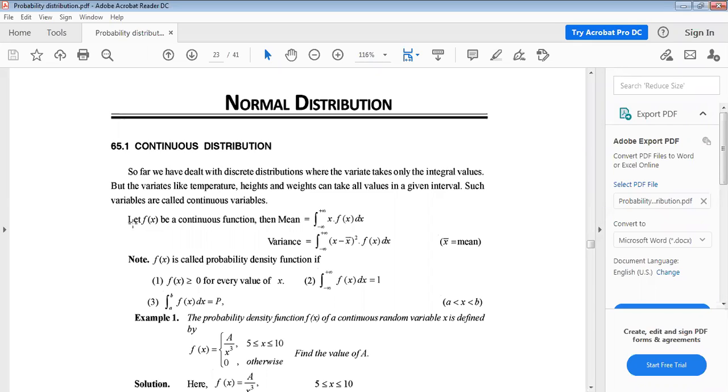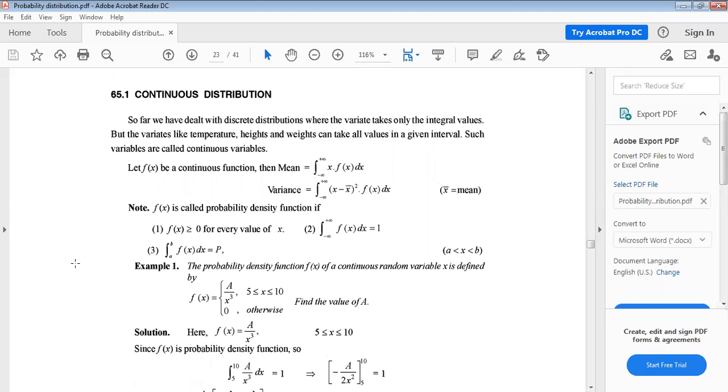So for continuous, let f of x be a continuous function, y equal to f of x. Then the mean will be the integral from minus infinity to plus infinity of x into f of x dx. This is the mean for the random variable with probability density function. We already know the mean is this, x into f of x dx, and the variance will be the integral from minus infinity to plus infinity of (x minus x bar) whole square into f of x dx. This is just notation: x bar means mean. This will give the variance of a continuous function. Here f of x is called the probability density function of the random variable.